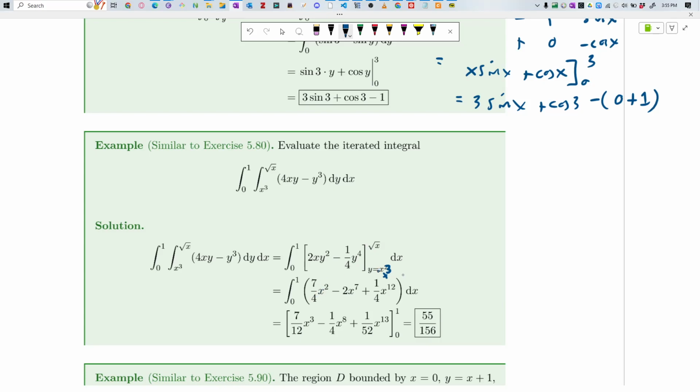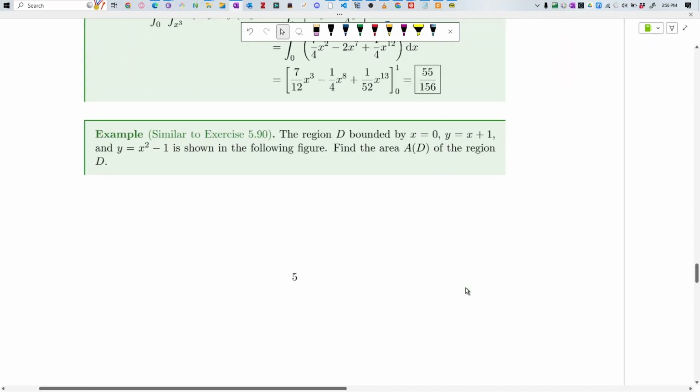If you evaluate at x cubed, you end up with 2x to the 7th and 1/4 x to the 12th, minus. All of that is being subtracted because that's the second evaluation. So you end up with this, yes. Okay, then integrate this polynomial with respect to x, so that should be straightforward, and then evaluate. The numbers are not so nice, but you get the idea.